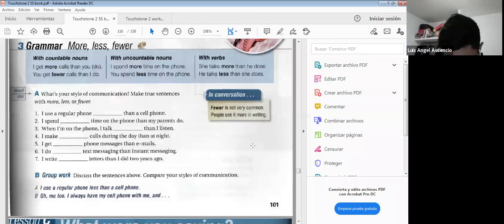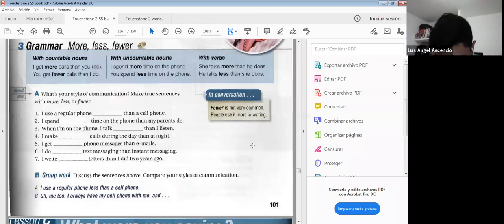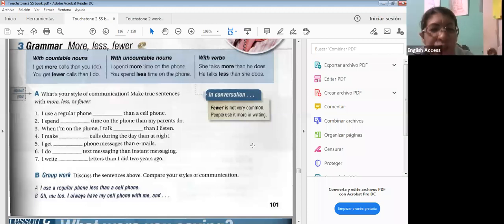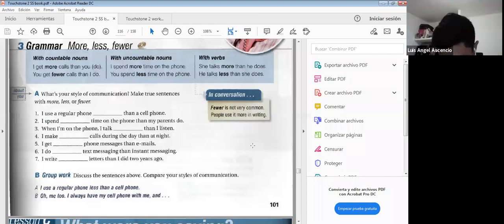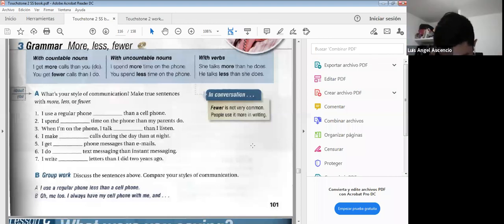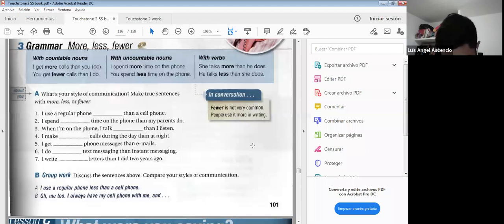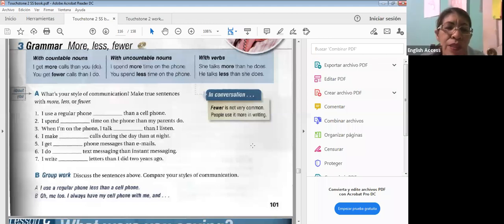Number 2. I spend more time on the phone than my parents do. Number 3. When I'm on the phone, I talk less than I listen. Number 4. I make more calls during the day than at night. Number 5. I get more phone messages than emails. Okay, messages. Number 6. I do more text messaging than instant messaging.